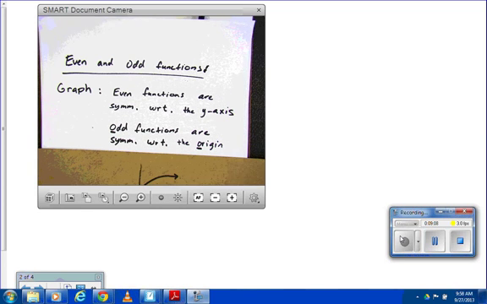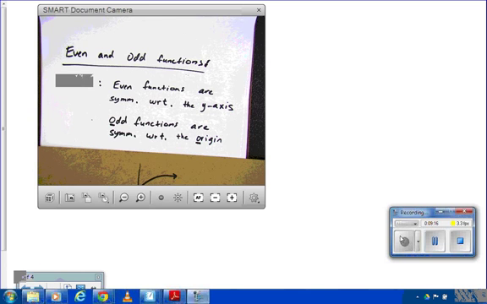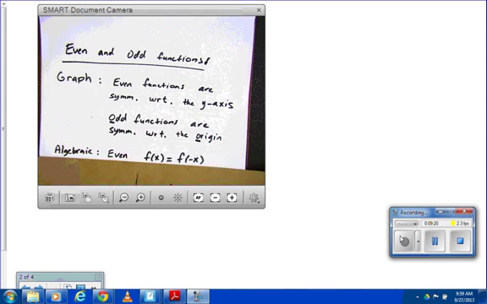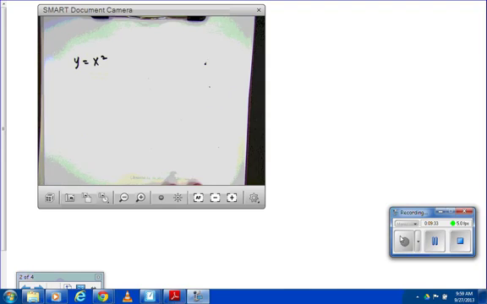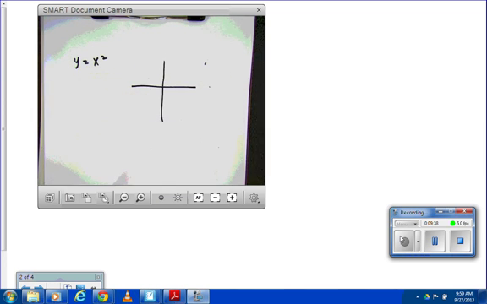Now, let's look. Let's think about some easy ones that we know. So, for instance, y equals x squared. Okay, what does that graph look like? I'm sorry, odd functions are symmetric with respect to the origin. Okay. All right, so let's look at this one.